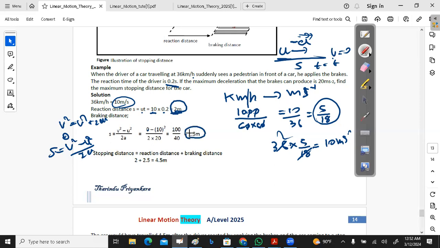Understand? So the total displacement will be the braking, with maximum deceleration of minus 20. So what is the total distance it has to travel? 2 meters for thinking, 2.5 meters to apply the brake, altogether 4.5 meters. That is the total distance it's going to be. Can you understand it?